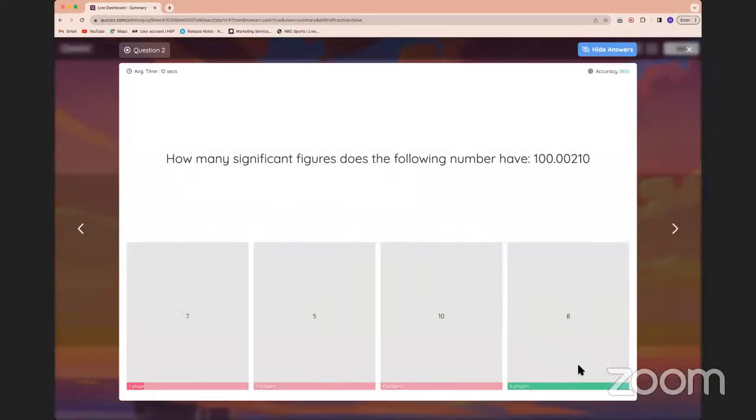Okay, so here only one person got this wrong. So these 4 zeros are significant because the 4 zeros are sandwiched between 2 non-zero digits. And then the last 0 is significant because it's a trailing 0. So it's at the end of the number. It's also after a decimal point. It's at the right of a decimal point.